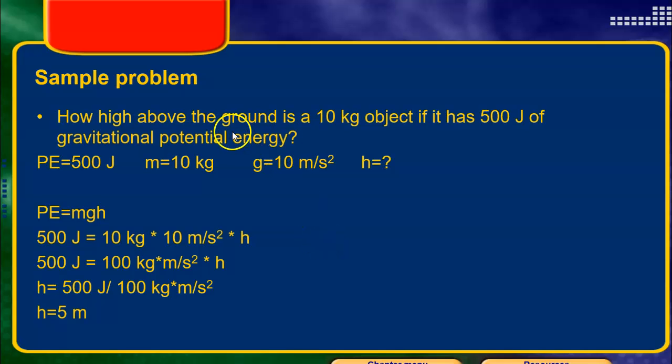All right, so sample problem. How high above the ground is a 10 kilogram object if it has 500 joules of gravitational potential energy? So we have our potential energy is 500 joules, our mass is 10 kilograms, our g is 10 meters per second squared, and we're solving for h. So we start off with the formula, PE equals mgh. PE is 500 joules, is equal to 10 kilograms, g is 10 meters per second squared, and we don't know our h. So we have 500 on the left side is equal to 10 times 10 is 100 kilograms times meters per second squared times your height that you don't know. So to solve for height, you're going to take 500 joules divided by 100 kilograms times meters per second squared. And the height of this thing is 5 meters.